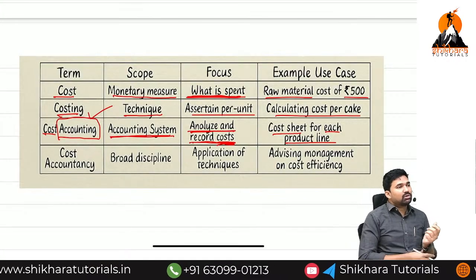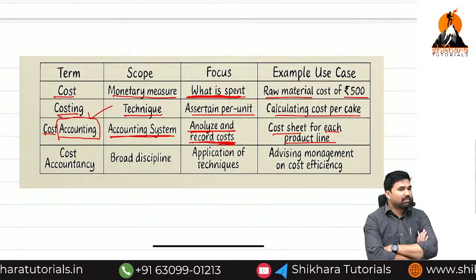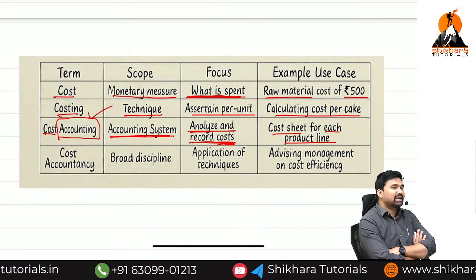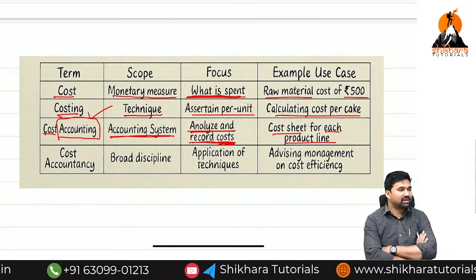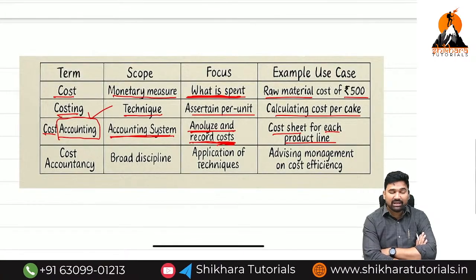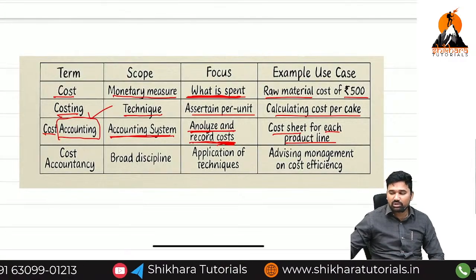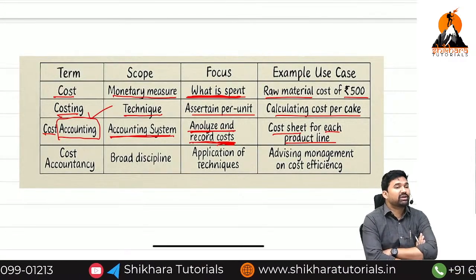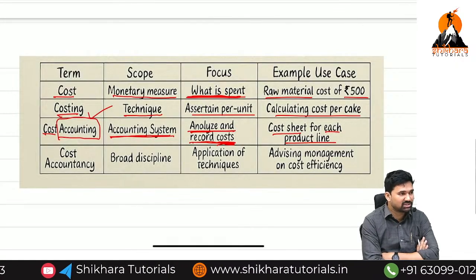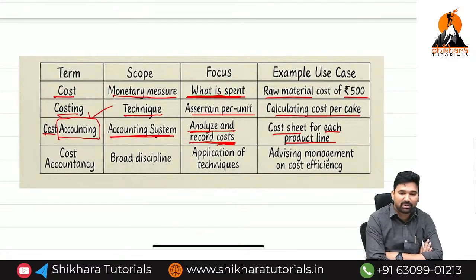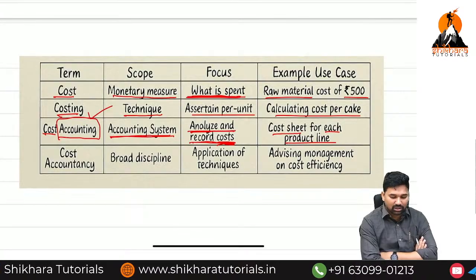Whereas in financial accounting, we will prepare the trading account and P&L account. But the main aim of the P&L account is to calculate the net profit. The main aim of preparing a cost sheet is not to calculate net profit, but to calculate what? Per unit cost. So we can arrive at per unit cost by preparing the cost sheet. That thing we are going to learn tomorrow.